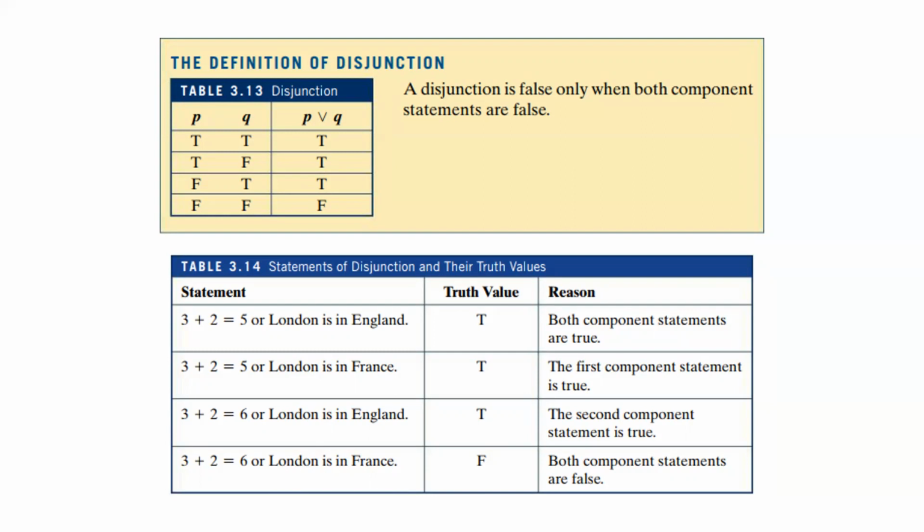The only case where I'm going to lie or be wrong is if I say something like 3 + 2 is equal to 6, which is wrong, and London is in France, which is wrong, I guess false, so I'm going to stick with the language, in which case overall my statement is false.